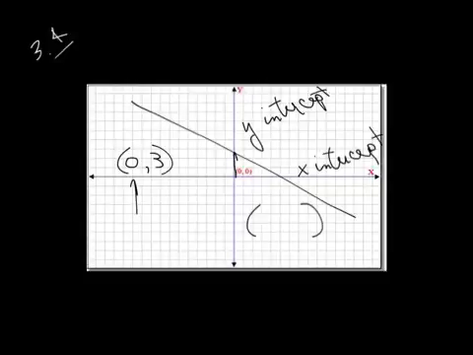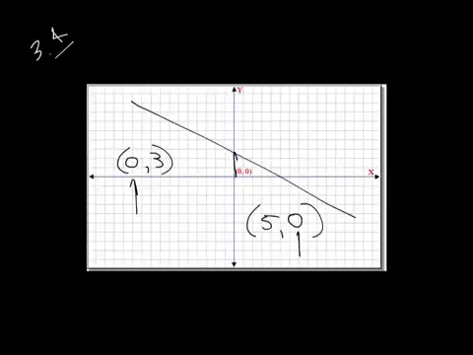Now the x-intercept is the exact opposite. First of all, our number went over 1, 2, 3, 4, 5. So we put a 5 here. Did we go up or down from this line? No, we were on the line, so that means our y value went up or down 0. So in an x-intercept, the y value is always 0. So y-intercept, the x is 0. The x-intercept, the y is 0.